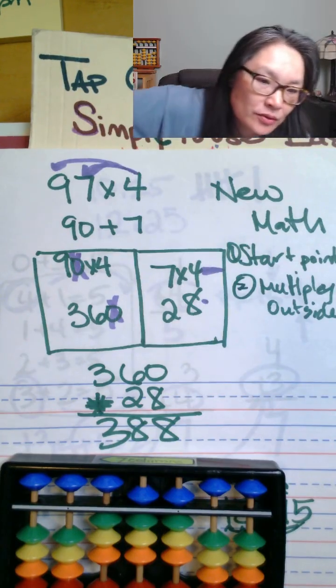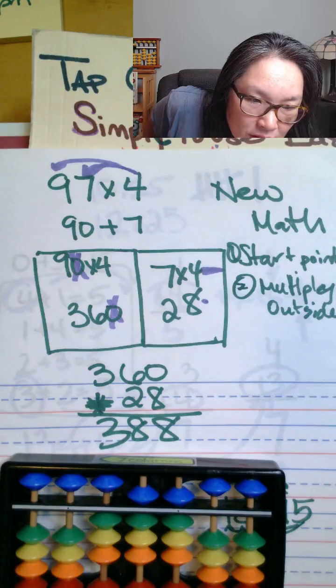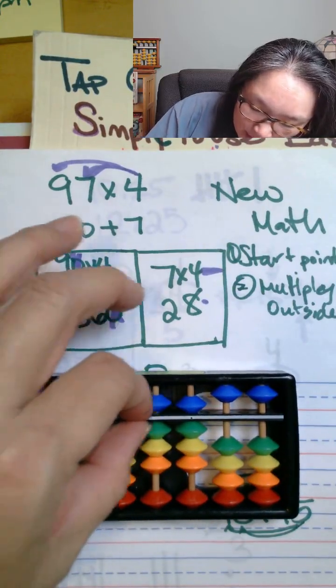Okay, so we read the numbers from left to right, so we start with the first number and use distributive property. That's exactly what it is. So you just walked in, how do I use it? So what we're going to do is we're going to count. We're going to count on the abacus.